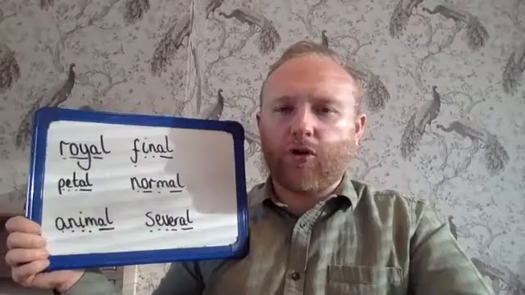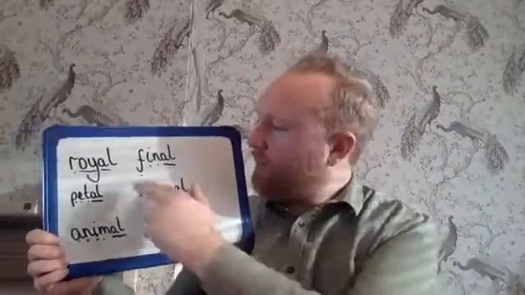Royal. Royal. Can you think of anybody who's royal? Who's in the royal family? It's the king, and it's Prince Philip, and all of the other people that we can think of in the royal family. Okay, so if you're royal, it means that you belong to the royal family and you're one of the rulers of the country. Okay, let's have a look at the next one.